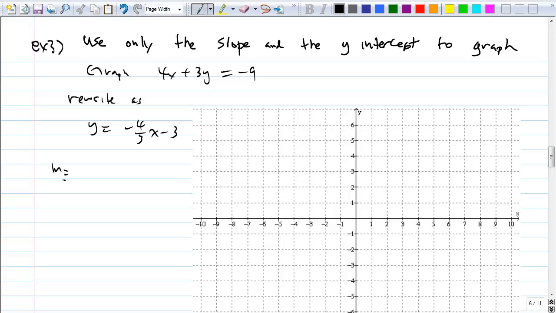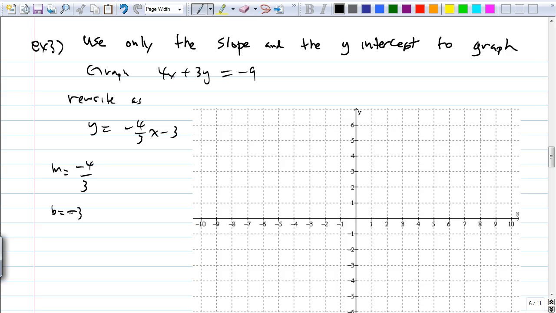So we got y equals negative 4/3 x minus 3. What's the slope in this equation? Yes, negative 4 over 3. It's the coefficient of the x. Whatever is multiplying the x in this form is the slope. Isn't that really nice? What's our y-intercept? Negative 3.